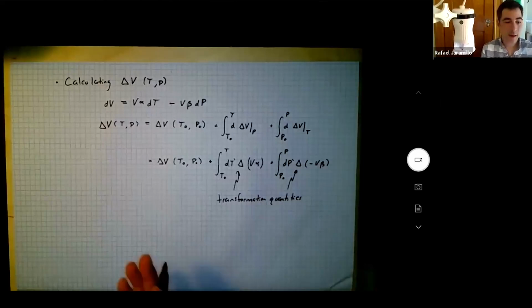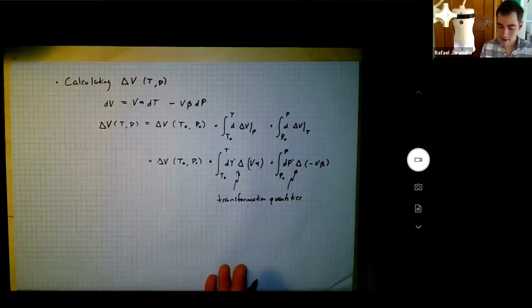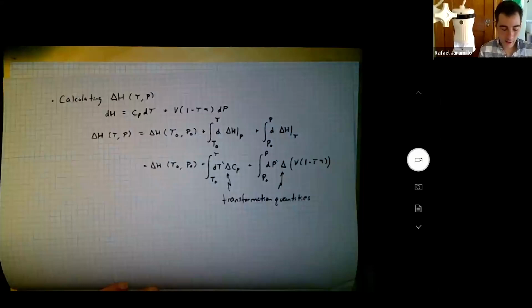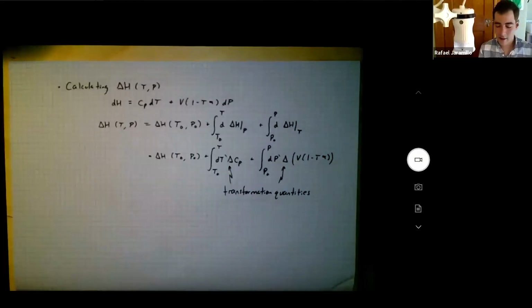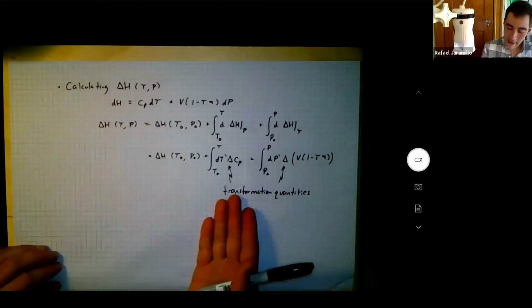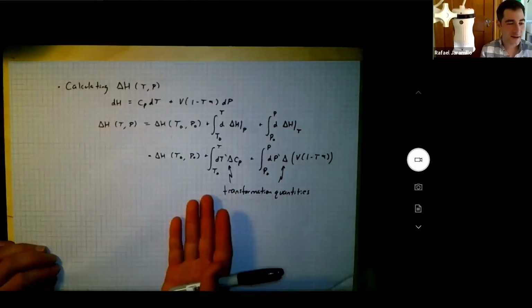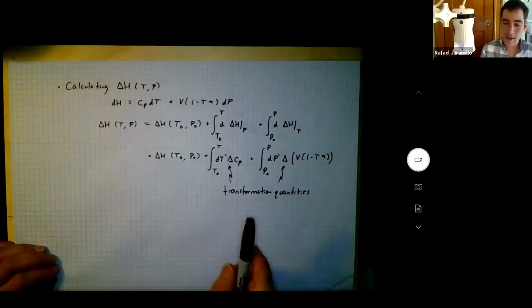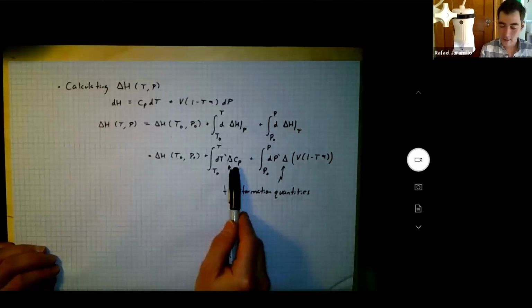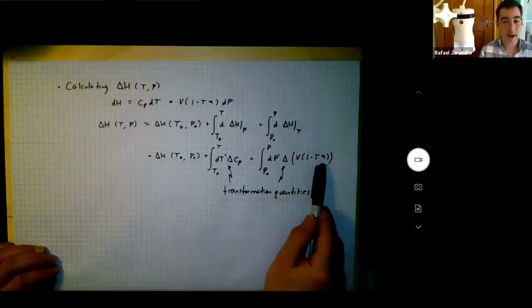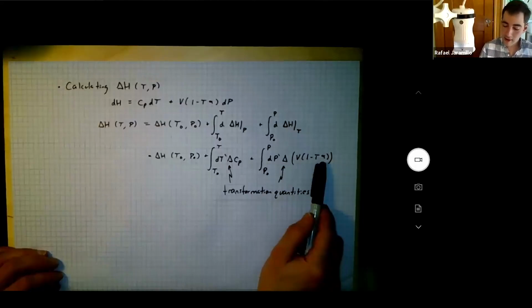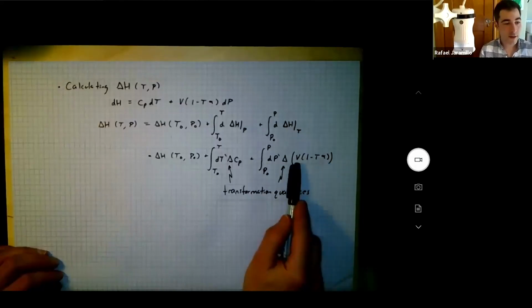All right, so why am I telling you this? I can hear a line from Hamilton in my background. Why am I telling you this? I'm telling you this because in general, you need a lot of data to do these calculations. You need to know the heat capacities of all the phases and their differences. You need to know the thermal expansion coefficients of all the phases and their differences. For this calculation, you need to know the volume of all the phases.